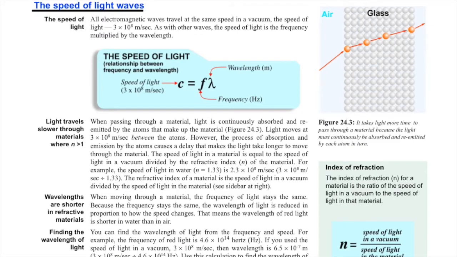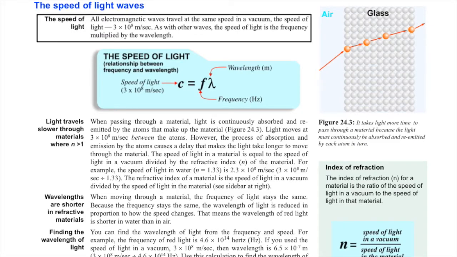The speed of light waves. The speed of light. All electromagnetic waves travel at the same speed in a vacuum, the speed of light, or 3 times 10 to the 8th meters per second. As with other waves, the speed of light is the frequency multiplied by the wavelength.